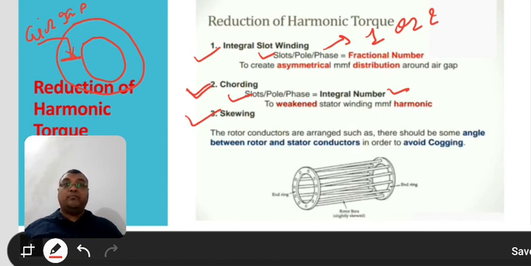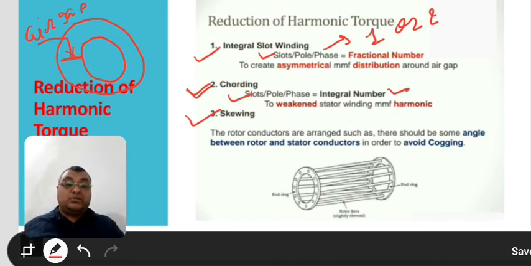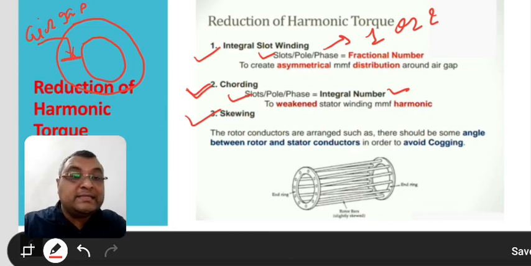One more important and interesting method is called skewing. In this method, the rotor conductors are arranged such that they have some angle. You can see in this figure.